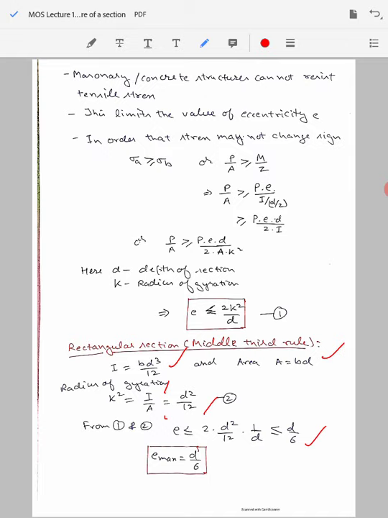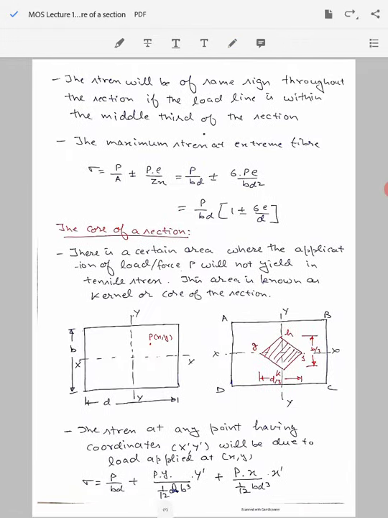So one third of the distance we can move along the center for the case when we don't want any tensile stress to be produced. That's why this is called the middle third rule. So the middle third of the distance is safe for the point of application of load to move, so that your value of stresses will not become negative in nature. That's what I am stressing here: the stress will be of the same sign throughout the section if the load line is within the middle third of the section. D by 6 plus D by 6 gives us D by 3.